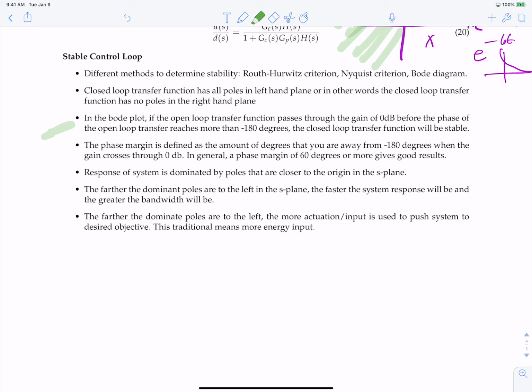So the response of the system is dominated by poles that are closer to the origin in the S-plane. So if you want something that's really fast, you need to push all your poles to the left really far so you can have a really fast response. And the ones that are closest, again, to the origin will dominate the response.